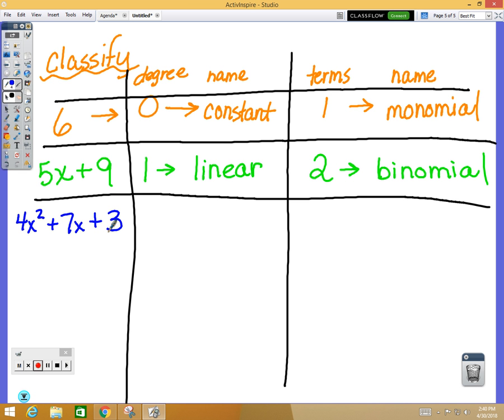This says 4x squared plus 7x plus 3. What's the degree of this polynomial? 2. There's only 2 exponents. This has a 2, this has a 1. So 2 is the biggest. All right, when the degree is 2, it's called a quadratic. Now, we have not yet talked this year about quadratic equations, but we will. Have you ever heard that before? Linear equations we've talked a lot about. Quadratic equations we are going to talk about. That's when you have something to the second power in it. How many terms are here? 3, so that is a trinomial.